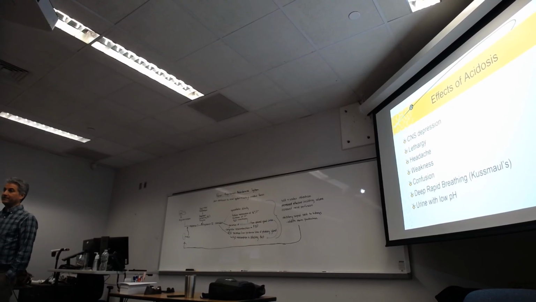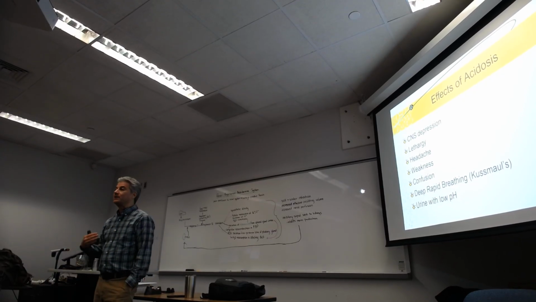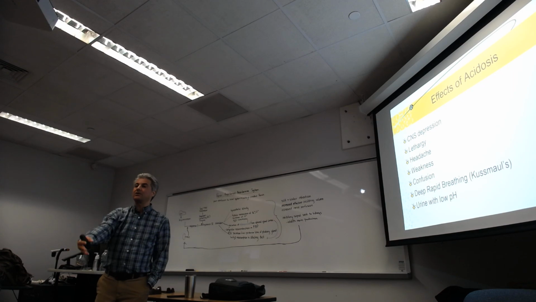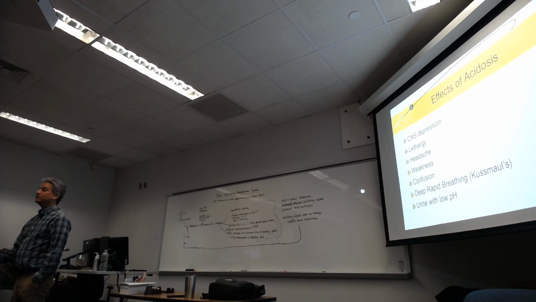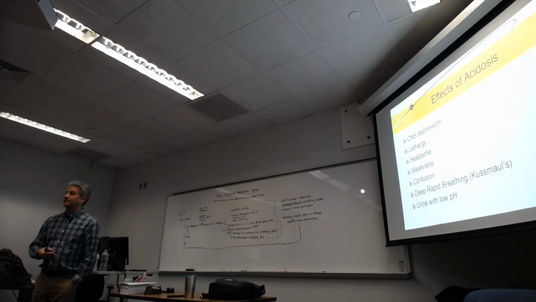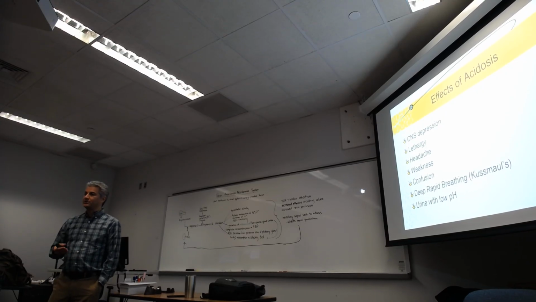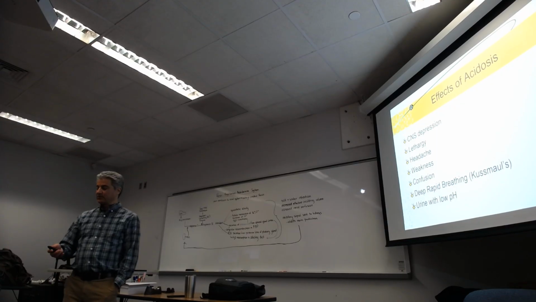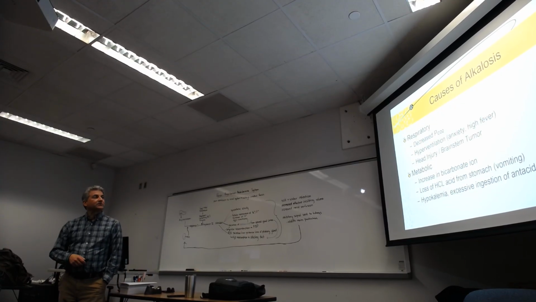Yeah, you guys are with me? Does this all make sense? All right, so that's why in DKA you have deep, rapid breathing, because you're trying to get rid of all of the excess carbon dioxide. What else are you going to smell on that person's breath? The ketones, because of the alternate energy production pathways. Okay? All right, good. So that's effects of acidosis.